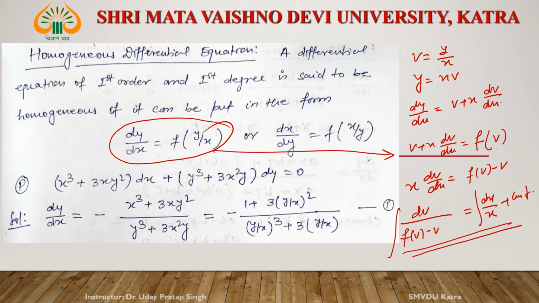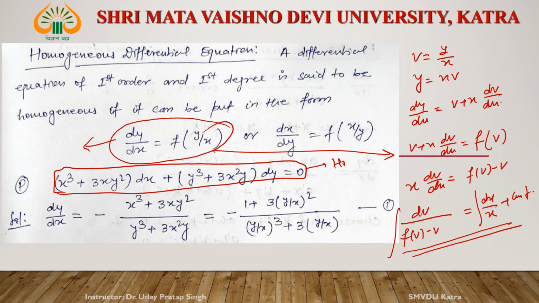So this thing is variable separable. Maybe the original differential equation is not variable separable, but after the transformation y by x is equal to v, the differential equation becomes variable separable. Now integrate it and you find the solution. Replace v by y by x. Okay, so come to the solution of this homogeneous equation.